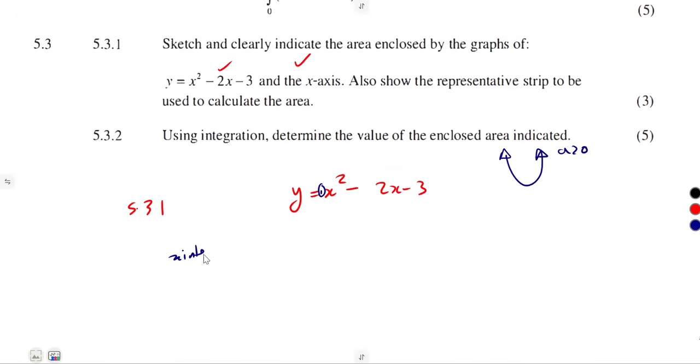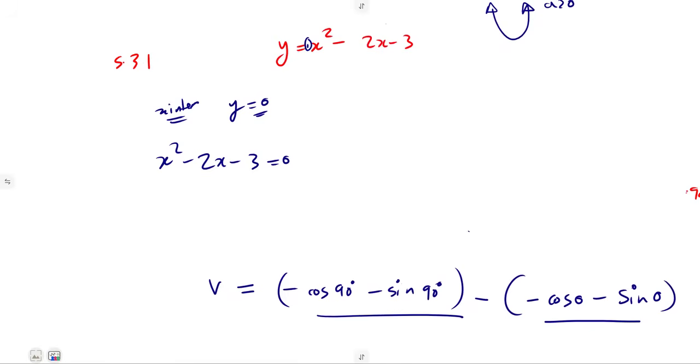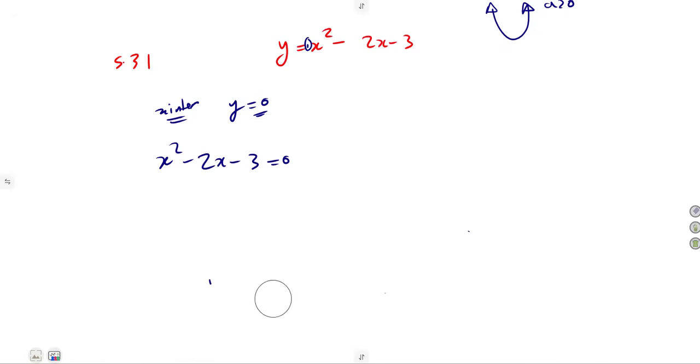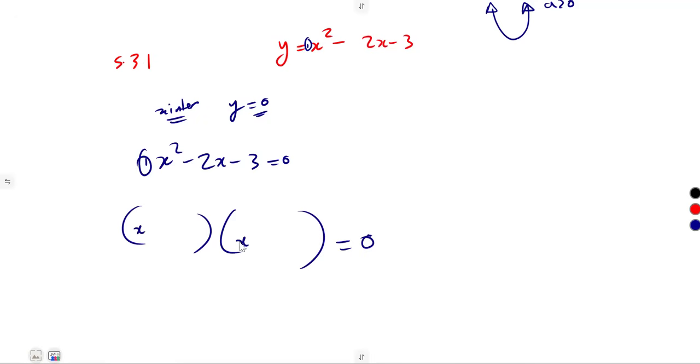Then we move on to the x-intercepts, where y is equal to 0. So that's x squared minus 2x minus 3 is equal to 0. You solve that. You can use the quadratic formula, you can use factorization, it is up to you. So using factorization, since this is 1, I'm just going to have x and x here. I focus on the constant -3. Its factors which add up to -2: -3 and 1, which multiply to get -3.